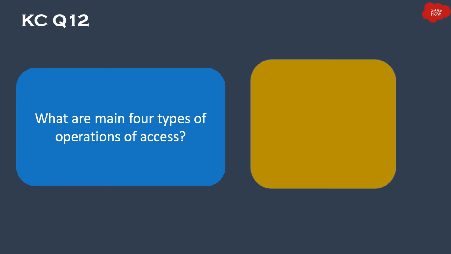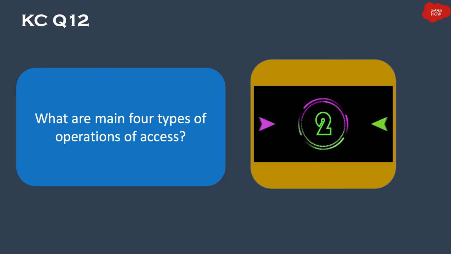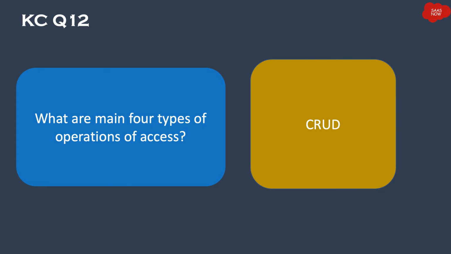Question number 12. What are main 4 types of operations of access? Your time starts now. Answer is CRUD operations: create, read, update, and delete.